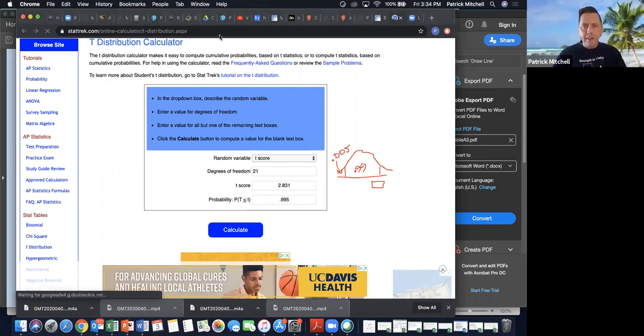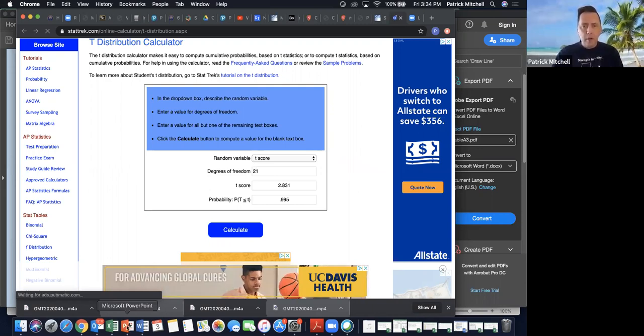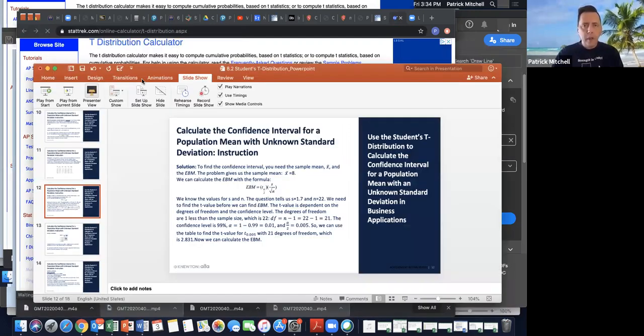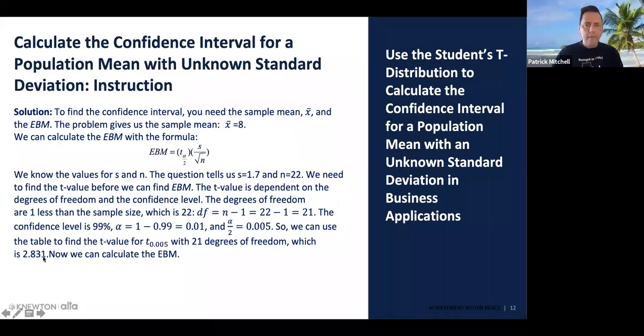For a problem like this, it's probably easiest to just use the table. However, when we get into hypothesis testing and finding p-values, you'll see I'm really going to be using this website a lot. And you can also use a graphing calculator to do the same thing that you use the website for. So going back to here, that explains how they came up with 2.831 for the t-value.